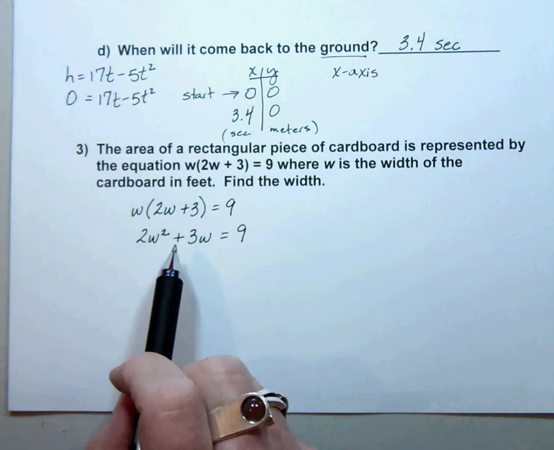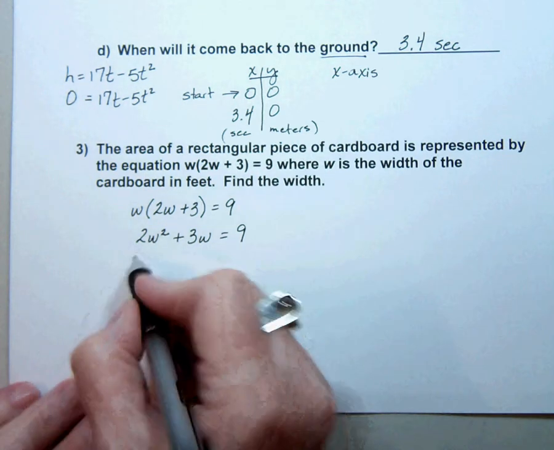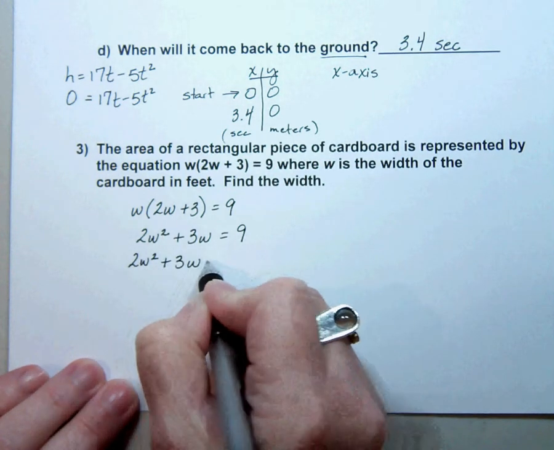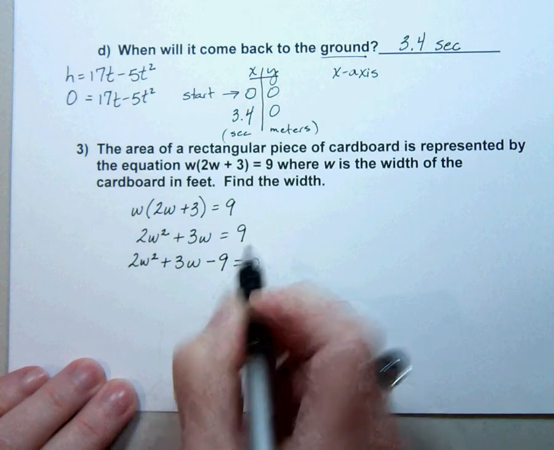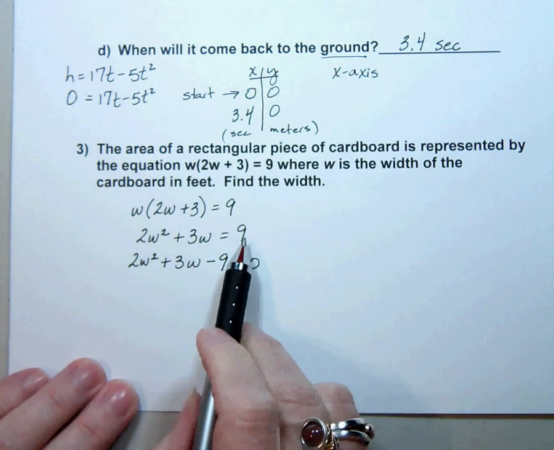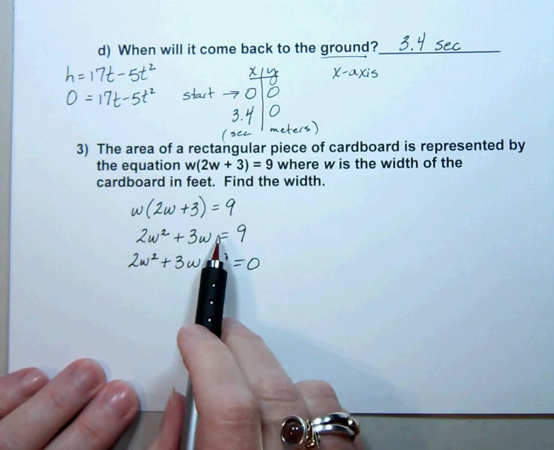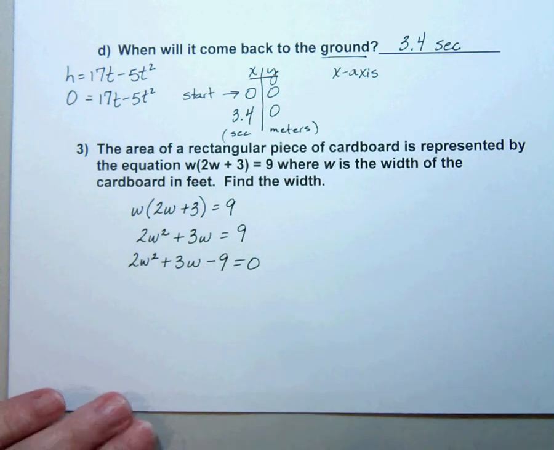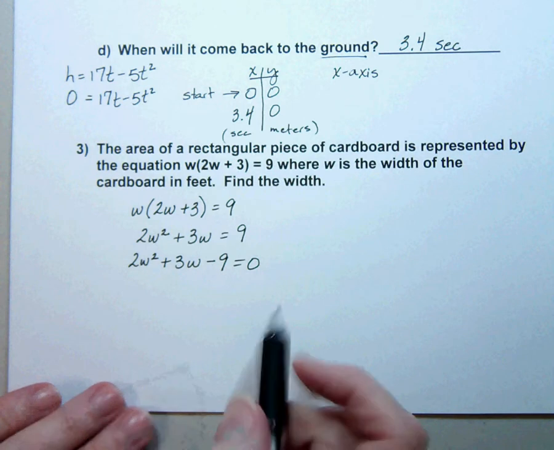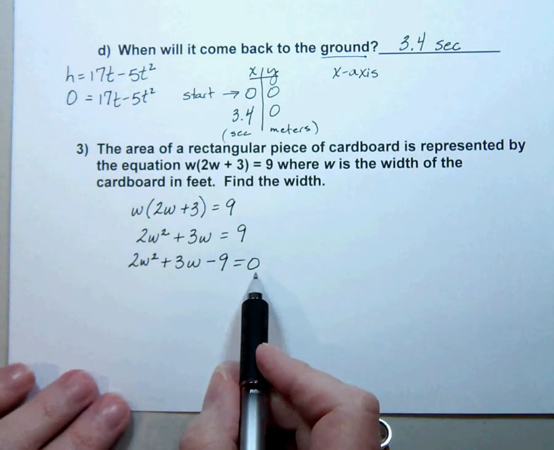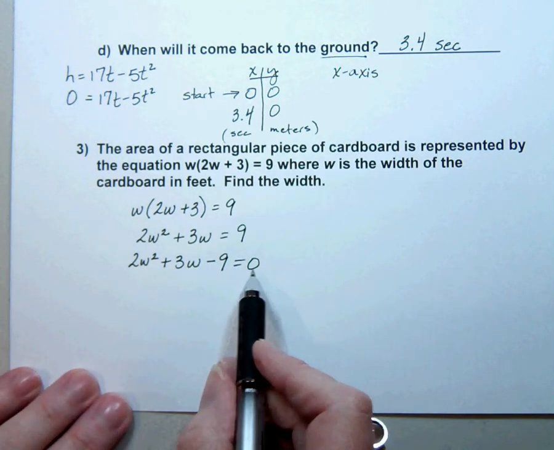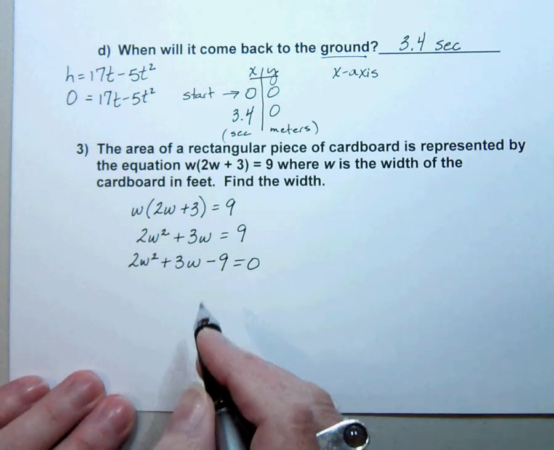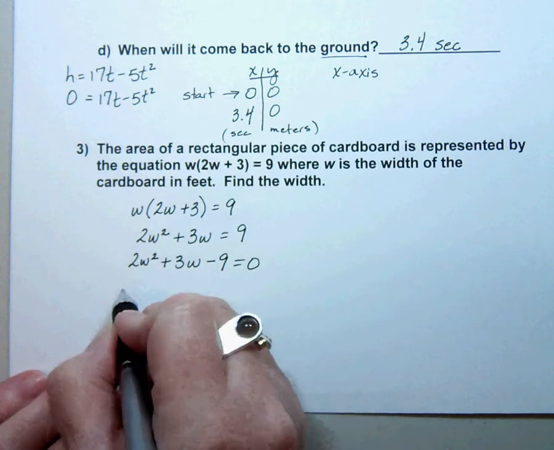So on this one, let's set it equal to 0. And so we're going to have 2w squared plus 3w minus 9 equals 0, because we're bringing a 9 that's positive on the right side to the left side, so we're subtracting it on both sides. That's why you need to set it equal to 0. Now we're going to solve this quadratic. I think I'll just go ahead and use the quadratic formula, and then maybe we'll check it in the calculator in a minute.